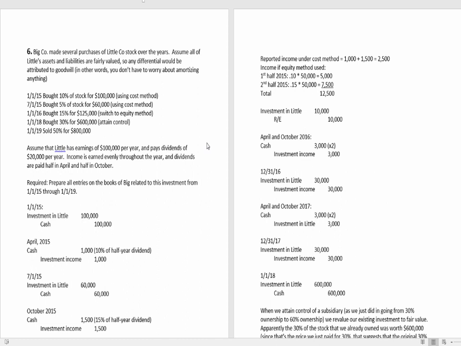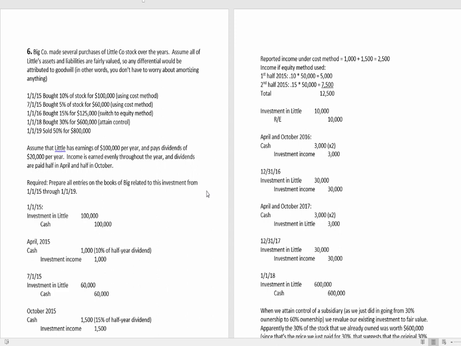And we bought some shares on January 1st, 15, some shares on July 1st, 15, some in 16, some in 18, and then we sold some in 2019. It says assume that Little has earnings of $100,000 per year and pays dividends of $20,000 per year. Income is earned evenly throughout the year, and dividends are paid half in April and half in October. So for the dividends, $10,000 in April, $10,000 in October.